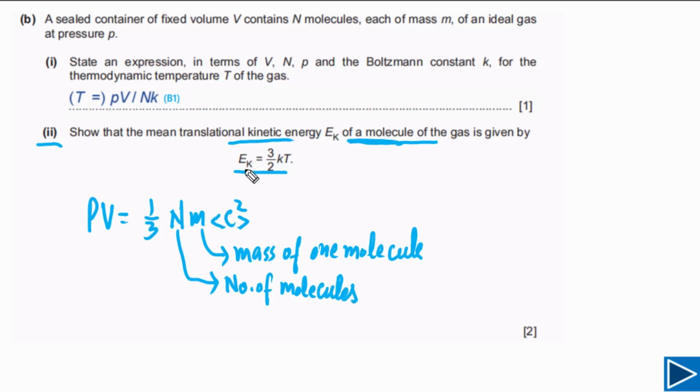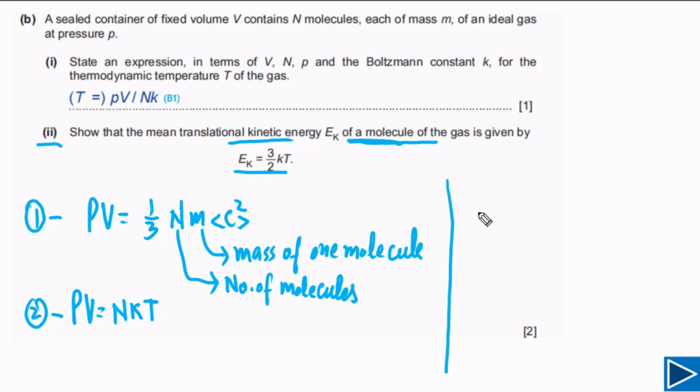Now we need to prove that Ek is equal to 3/2 kT. But we have also said that PV is equal to NkT in part 1. Now simply we need to equate these two. We can say this is 1 and this is second equation. We need to equate these two to find this expression. So now simply we can say that 1/3 Nm mean square speed, this is equal to NkT. But N is common on both sides, so simply we can cancel N with N.